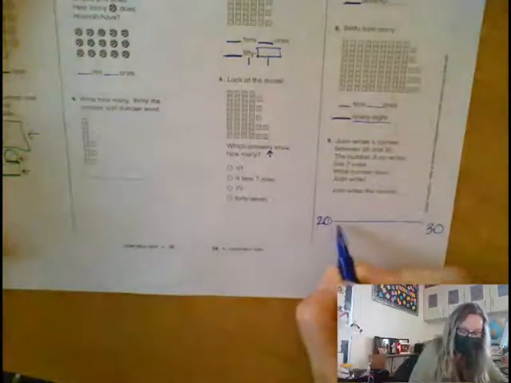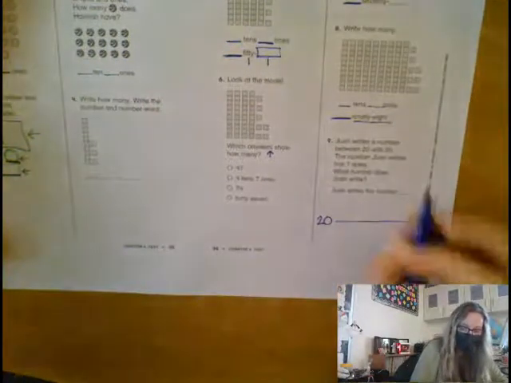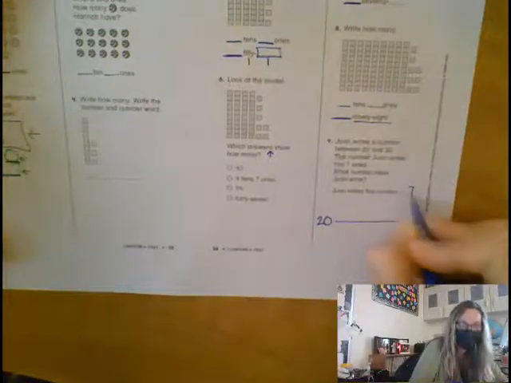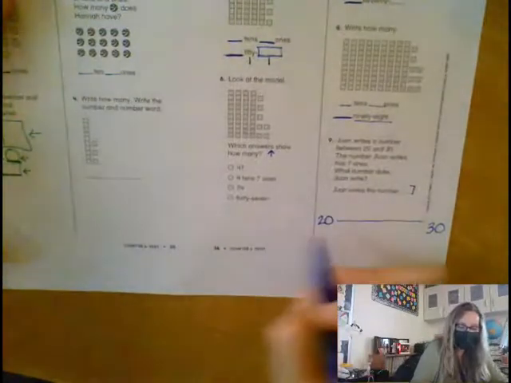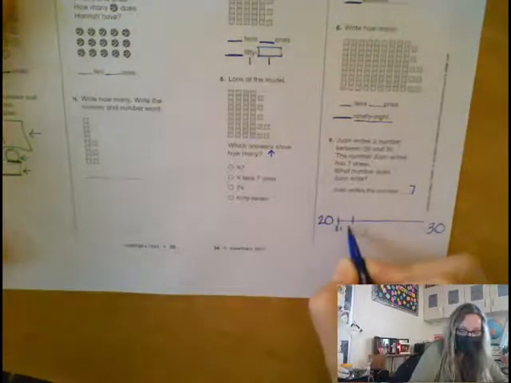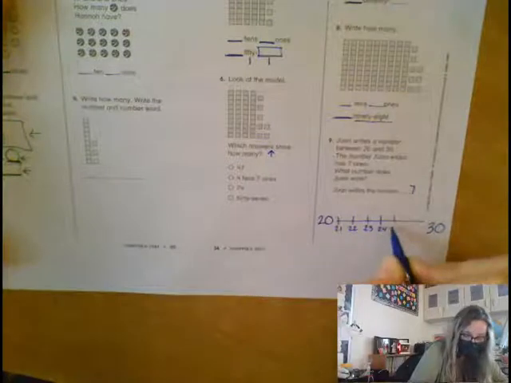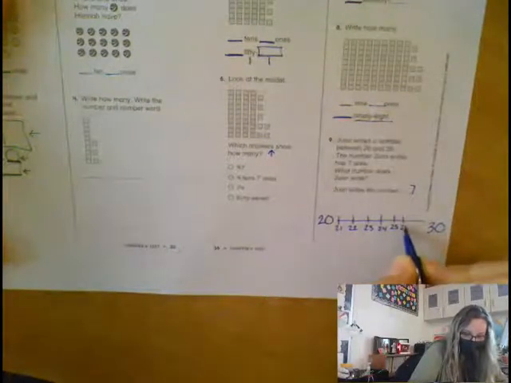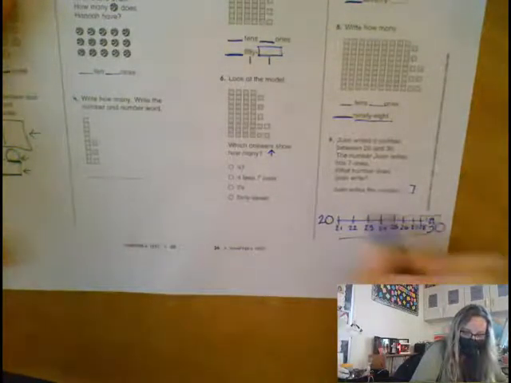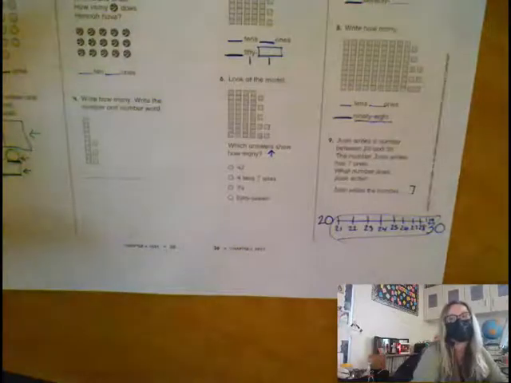So it's somewhere between 20 and 30, and it has 7 ones. So you can put your 7 in the 1 spot, and then think, what would the number be? We've got 21, 22, 23, 24, 25, 26, 27, 28, and 29. What would the number be between 20 and 30 that has 7 ones?